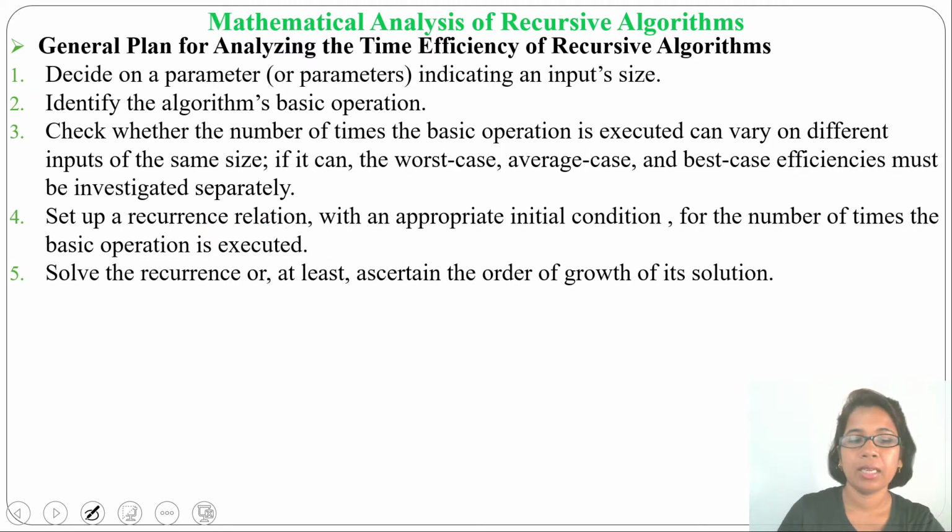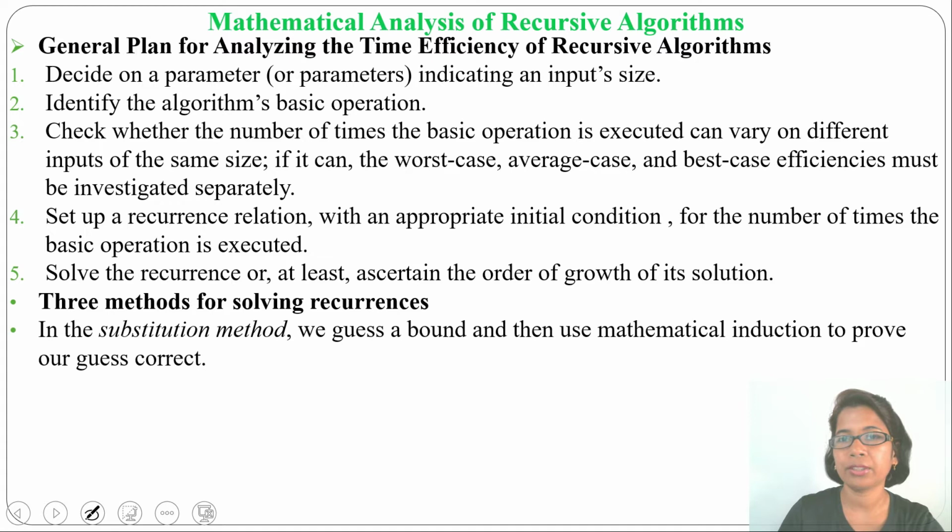Fifth is solve the recurrence, where in case of non-recursive algorithm, it was solve that summation expression and find the order of growth. There are three methods for solving recurrence. First is the substitution method. There are two types of substitution. One is forward substitution, another is backward substitution. Maximum time we use the backward substitution method. Here we guess a bound and then use the mathematical induction to prove our guess is correct.